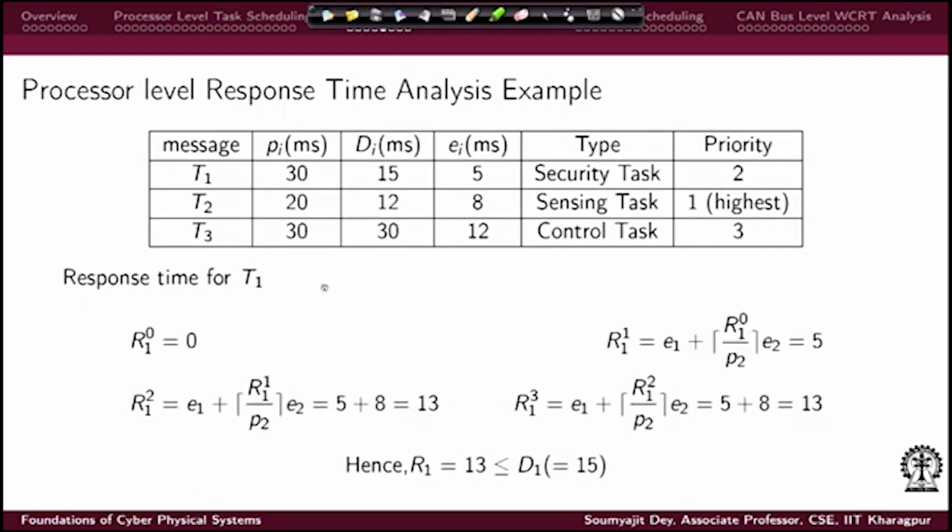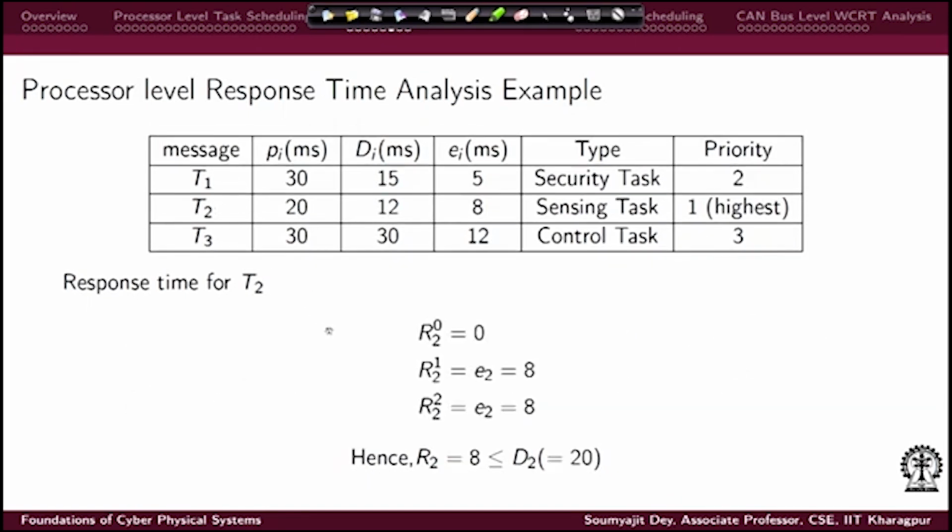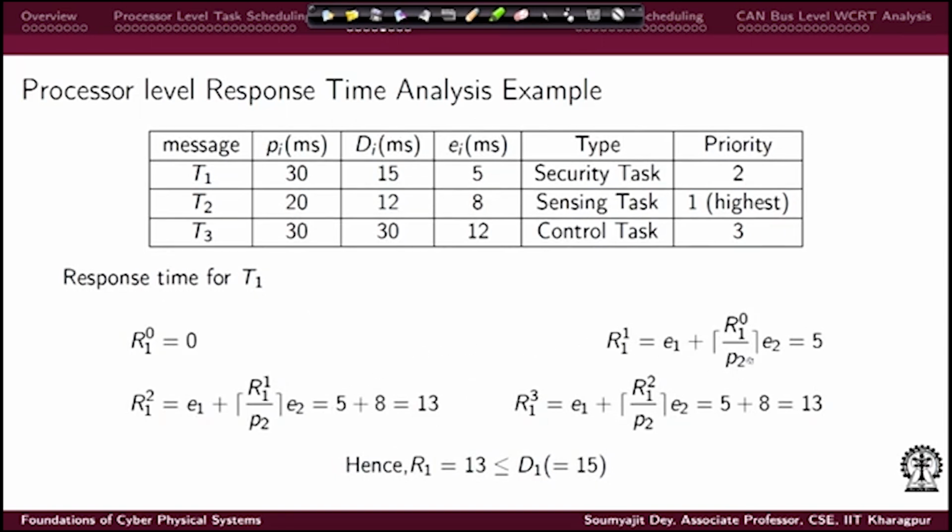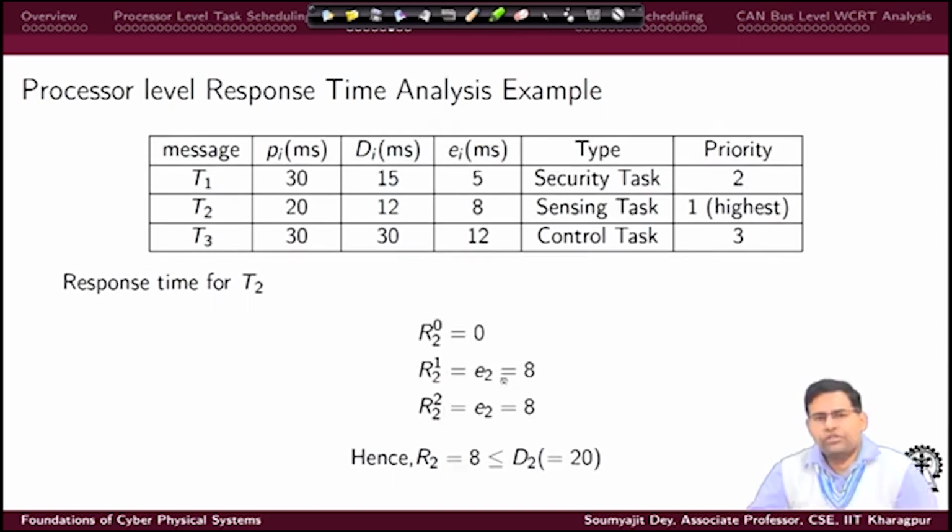Now, let us see for the sensing task. This is the highest priority. So, there is absolutely no interference. This kind of ceiling based terms will never come. So, it is all about the execution time only. So, response time is exactly equal to its execution time. Whenever it comes, it gets the CPU. This is fixed priority scheduling. So, there is no issue at all. Period, deadline is 12. Sorry, here this should be 12, not 20. And 8, the execution time, which is equal to the response time, is always less than the deadline here, no problem at all with that.